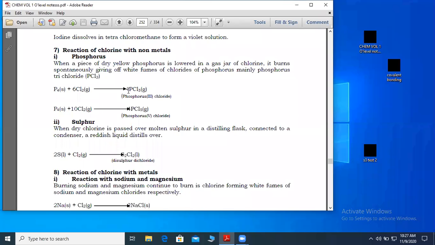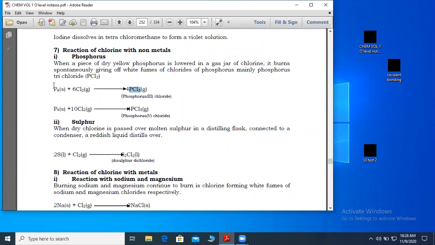This one is phosphorus 3 chloride. When I say phosphorus 3 chloride, I mean phosphorus is using a valence of 3. And remember, the valence of chlorine does not change, it is 1. So when I say phosphorus 3 chloride, I mean the valence of phosphorus is 3 and the valence of chlorine is 1. So that becomes the correct formula of phosphorus 3 chloride.